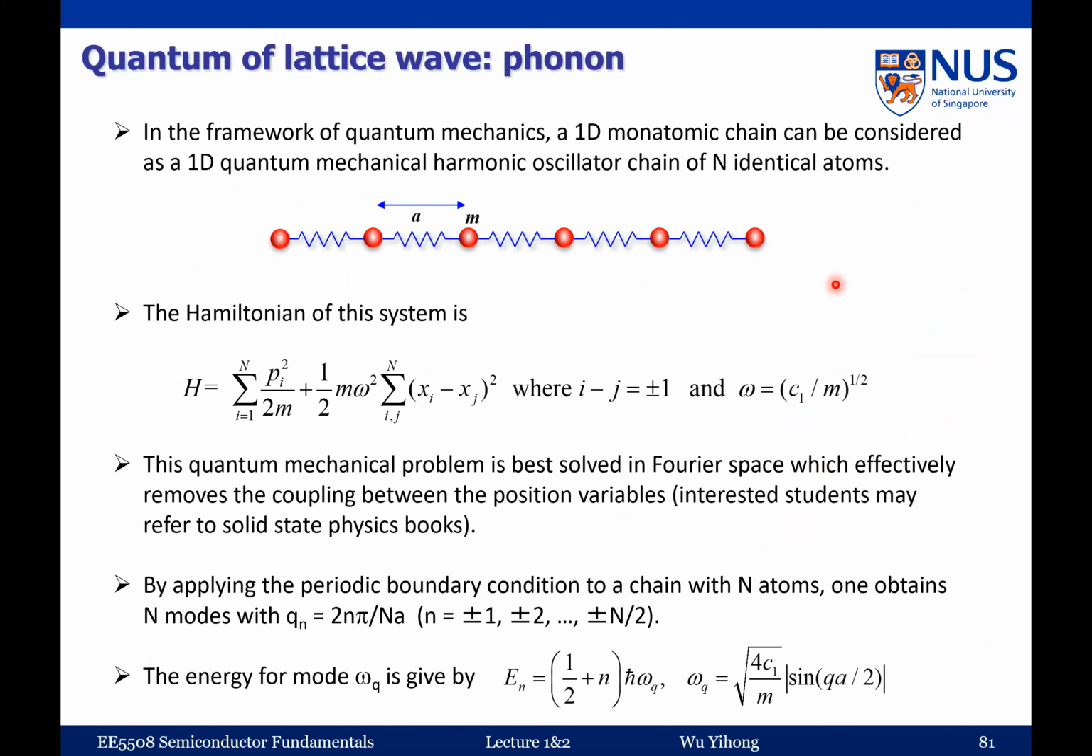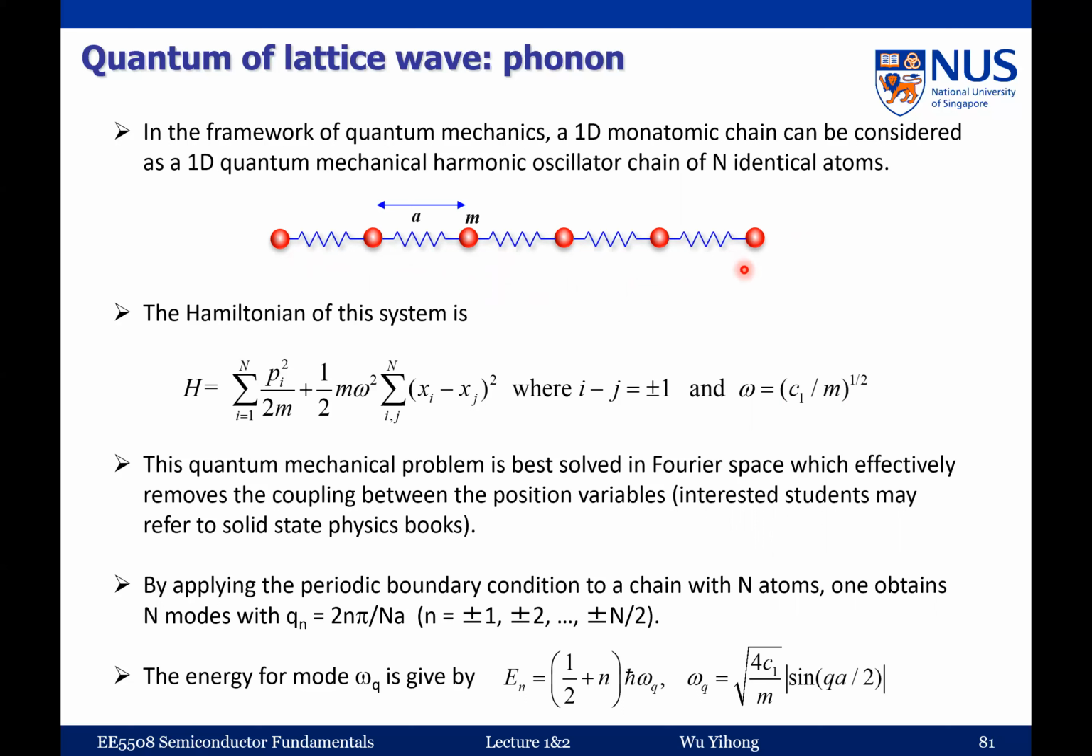Okay, so now that we have this simple harmonic oscillator, we can apply it to the monatomic chain. For the monatomic chain, remember, we used classical physics to solve this one. Basically it's Newton's second law plus Hooke's law, right? And then we found the dispersion curve, which is basically omega as a function of q, right?